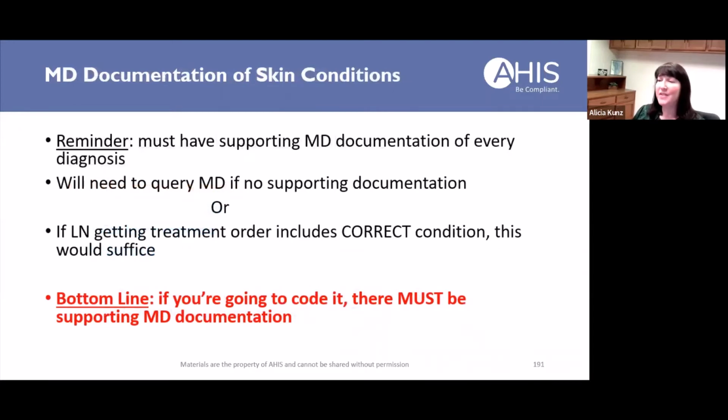So you have to have documentation for each diagnosis, right? We always have to have supporting documentation. If you're going to code it, you have to have some sort of documentation. Now, if the licensed nurse is getting a treatment order that includes the correct condition, the site, the severity, or what sort of ulcer it is, that's sufficient if your physician is signing it. But you want to make sure that you've got good documentation to back that up.